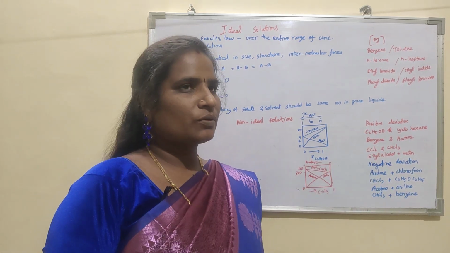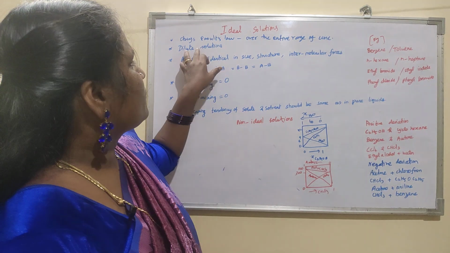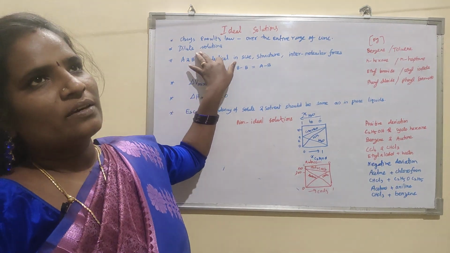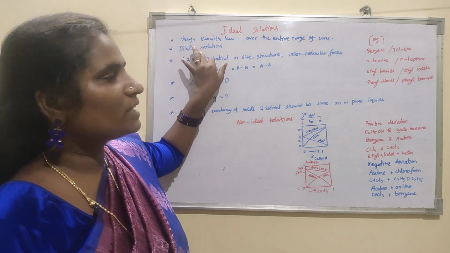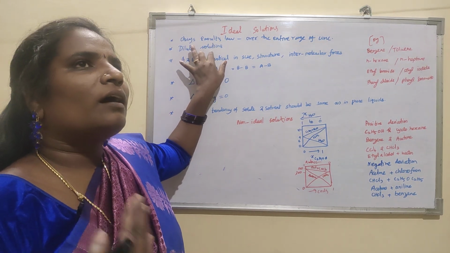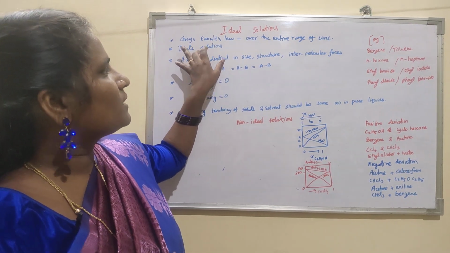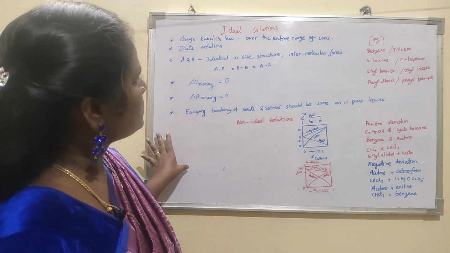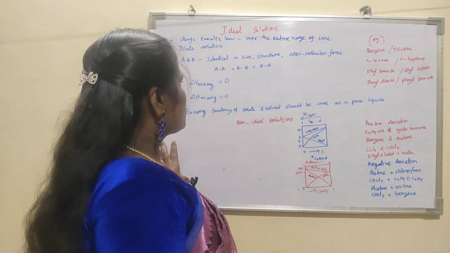range of concentration. So we consider dilute solutions only, when the solute amount is very small. At that time, whatever solute and solvent system you are taking, they obey ideal solution behavior.